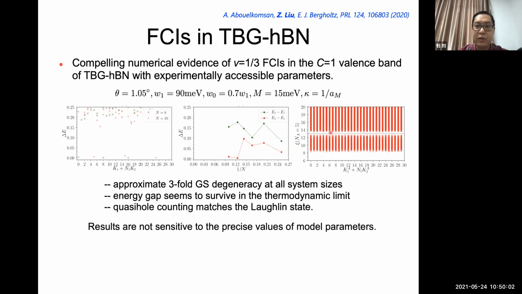And here we also check the quasi-hole spectrum, and in this quasi-hole spectrum, we find a gap, and the number of levels below the gap matches the Laughlin prediction. So all of this evidence strongly suggests that the ground state at 1/3 filling in the Chern number 1 valence band of twisted bilayer graphene aligned with boron nitride is a Laughlin fractional Chern insulator. And these results are not sensitive to the precise values of model parameters.